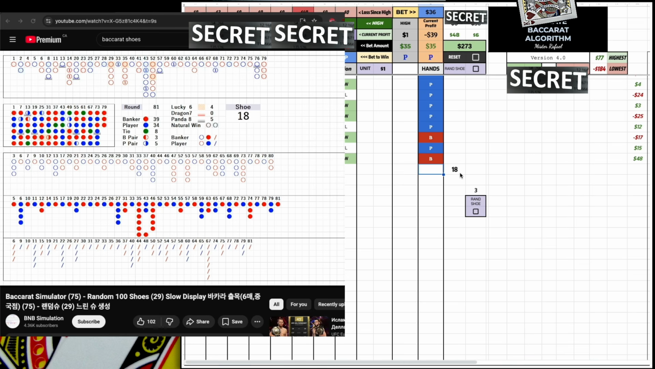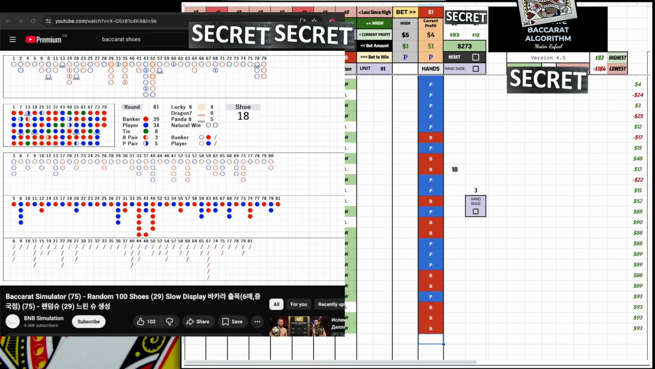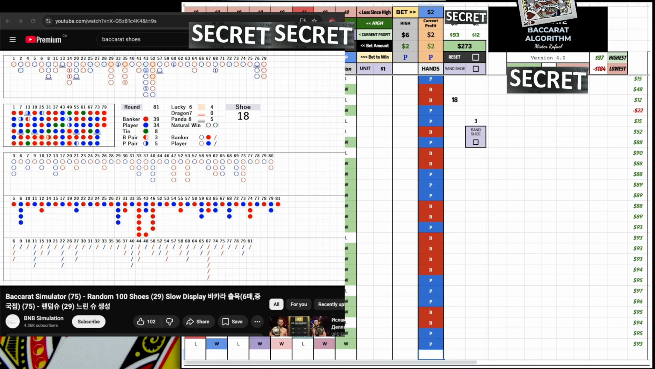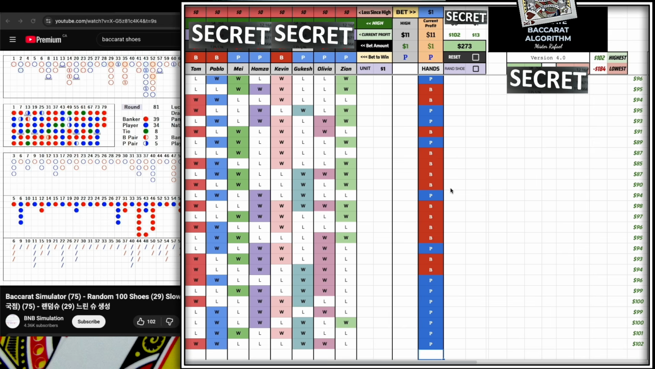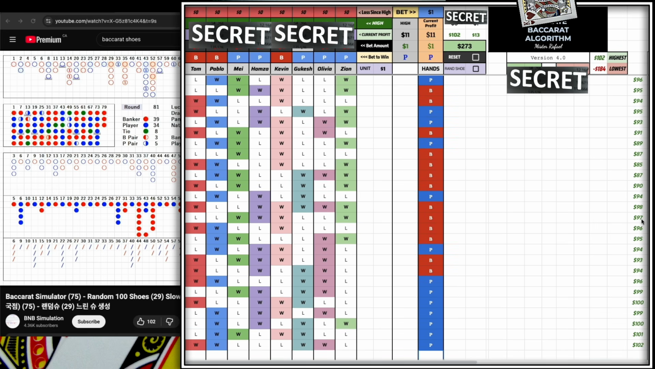Okay, shoe 18, here we go. And I look up and I notice we have hit our win goal. Very nice. I got up to this long streak of player, 7 in a row, and I looked up. So let's see here. 102 was the highest.